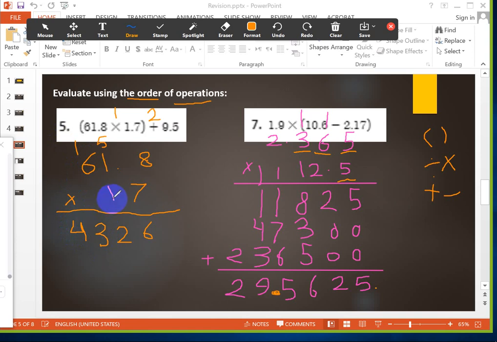Now I will take the 1 to multiply. So I will put 0 here. So it will be what? 1 multiply 8 equals 8. 1 multiply 1 equals 1. 1 multiply 6 equals 6.